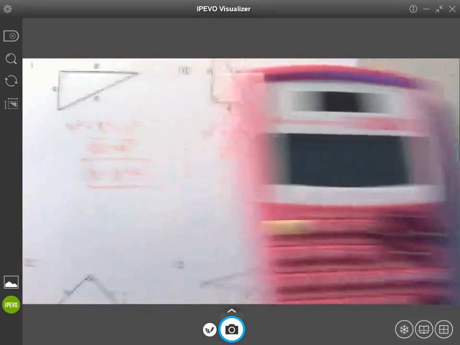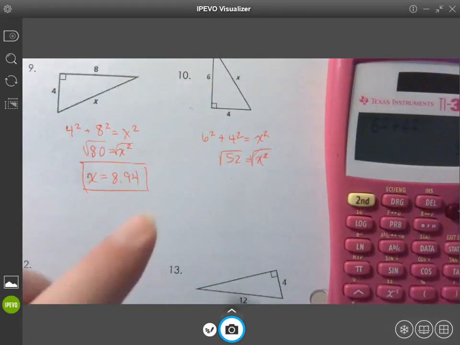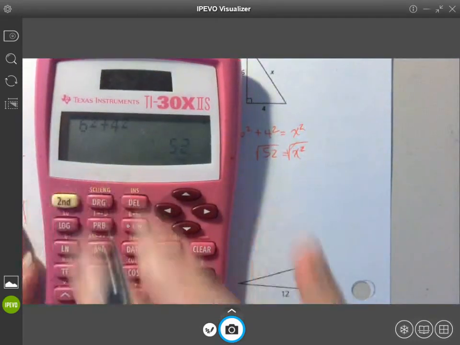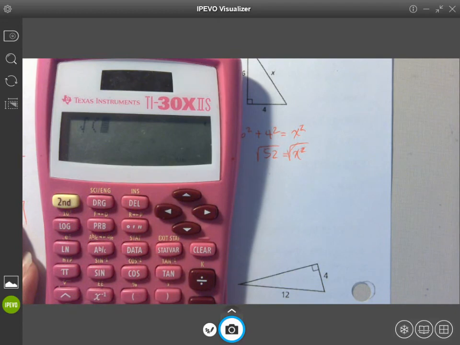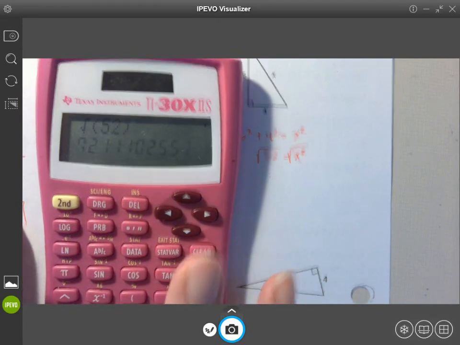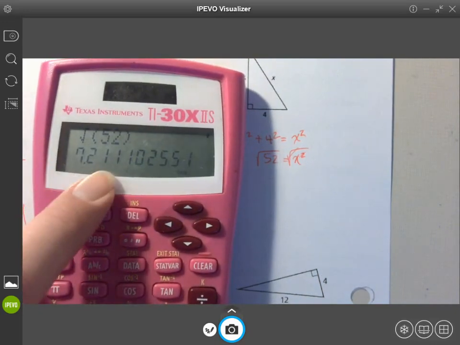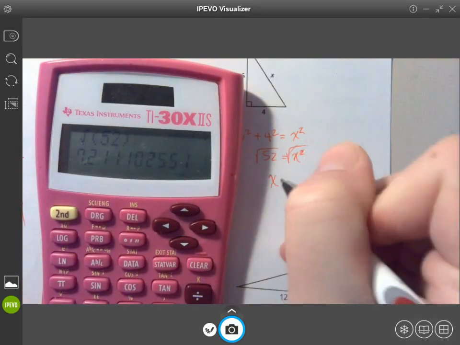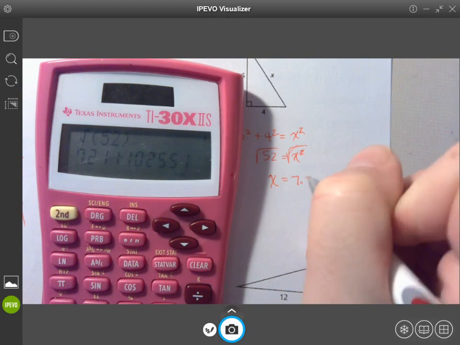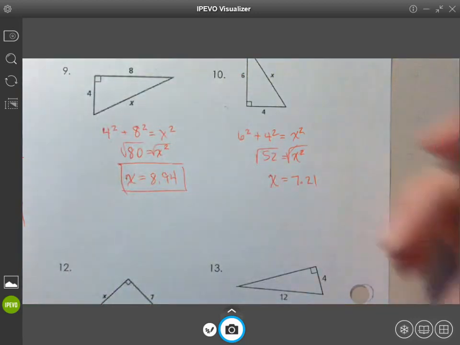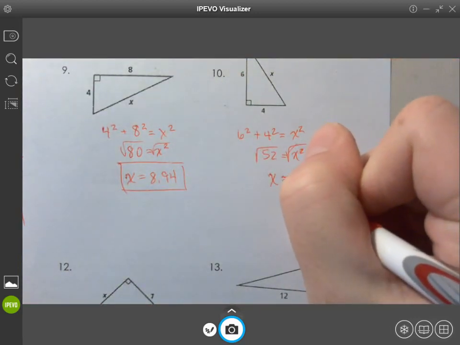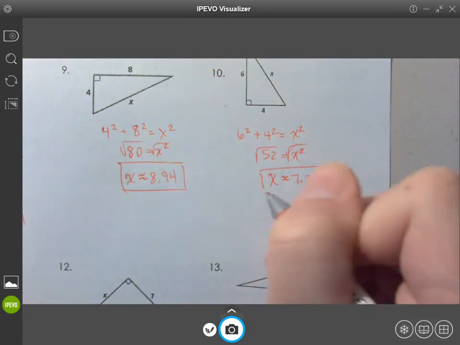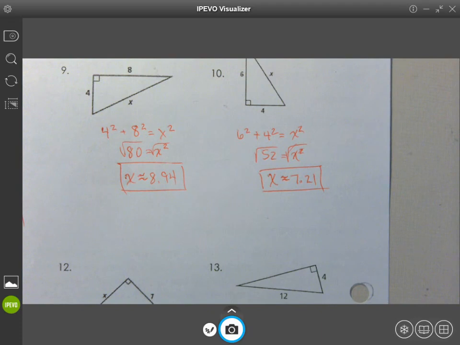Now, the square root of 49 is 7. So this is going to be a little bit above 7. I have to estimate it. So square root of 52, and that gives me 7.211. So I'm going to go ahead and keep the 7.21. Now, if we're being really technical, we could put this sort of wavy looking equal sign in these last two because these are approximate answers, not exact answers.